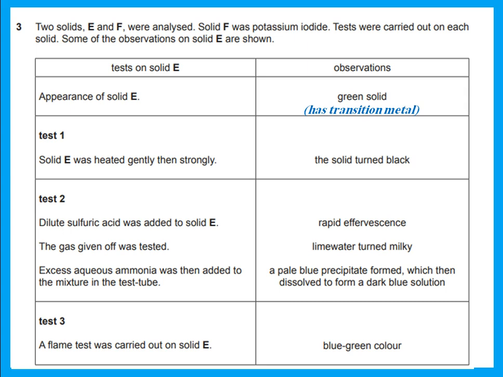If he says it is a white solid or a colorless solution, then that means I don't have a transition metal. Then solid E was heated gently, then strongly, and the solid turned black. Okay, that might give me an indication that yes, we have also a transition metal.